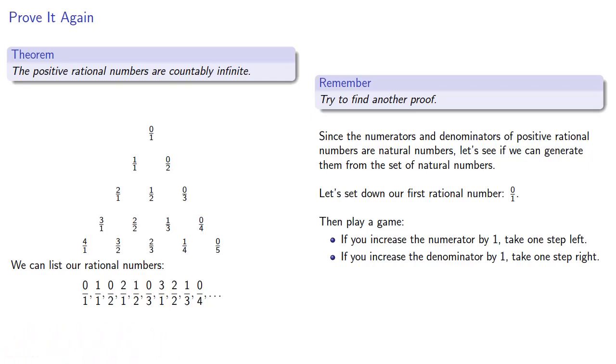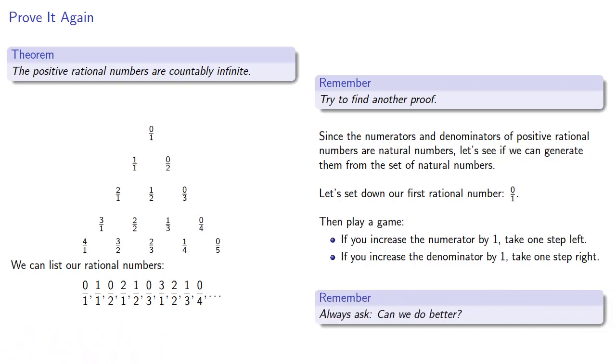And again, a basic principle in life is always ask, can we do better? And a potentially objectionable feature about this method of listing the positive rational numbers is that it includes all rational numbers, even when they might be reduced to simpler forms. So again, let's try another proof. And we might proceed as follows.